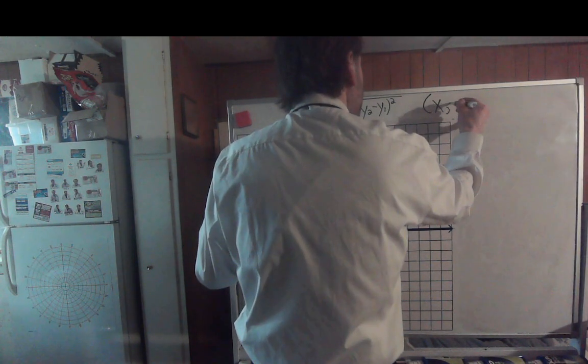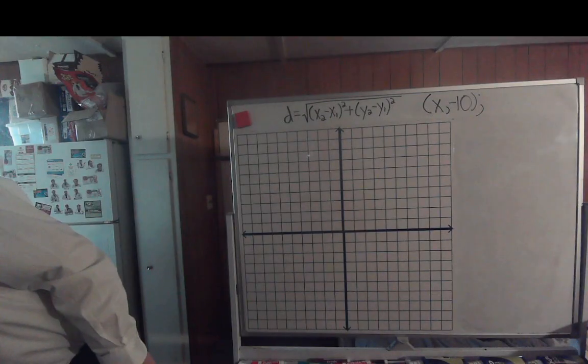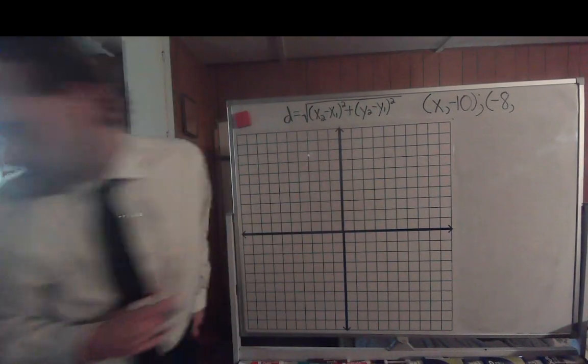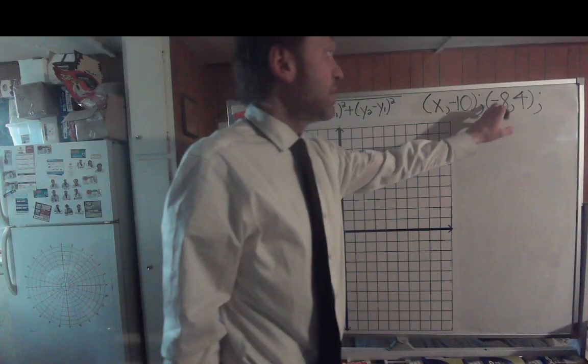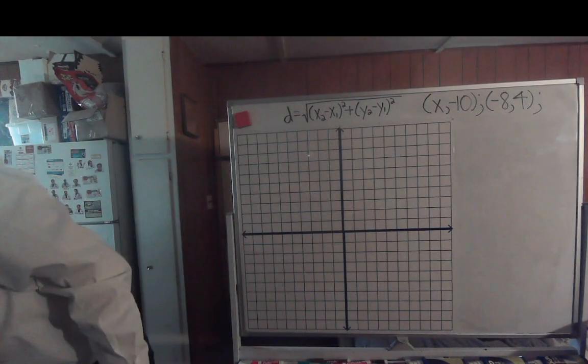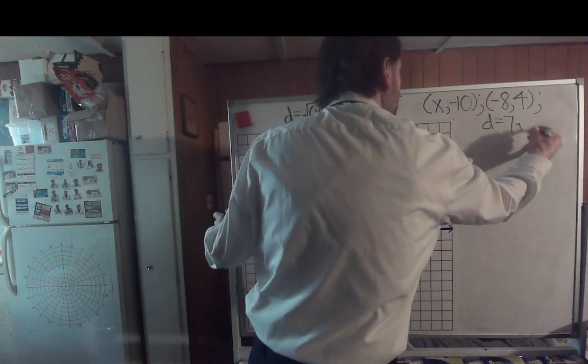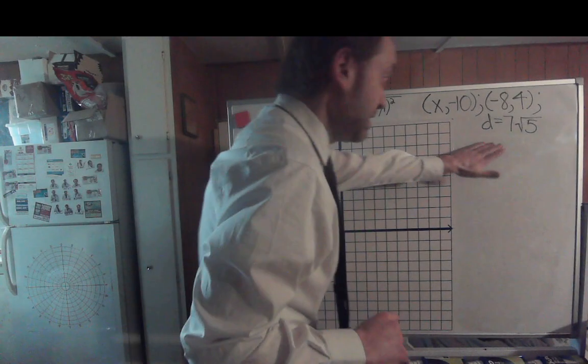We have the point x, negative 10, and negative 8, 4, excuse me. Okay. So we have a coordinate x, negative 10 where we don't know what x is, and then a coordinate of negative 8, 4 with a distance of 7 times the square root of 5. So the distance is 7 times the square root of 5.